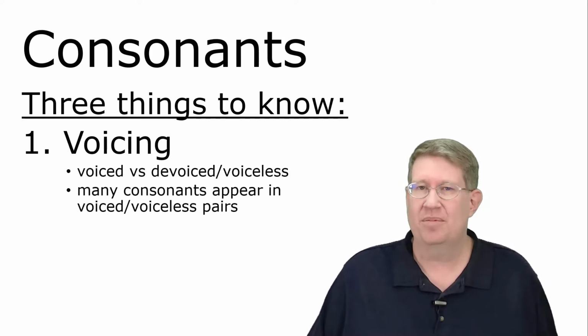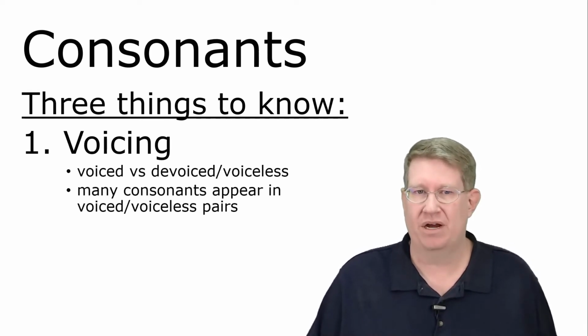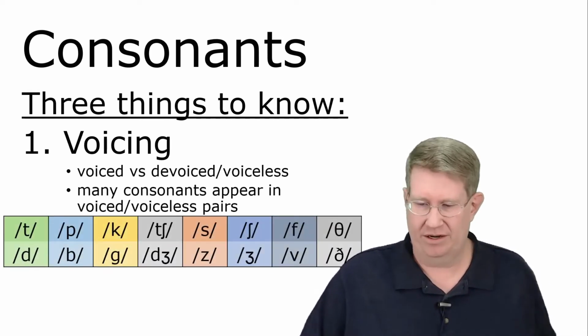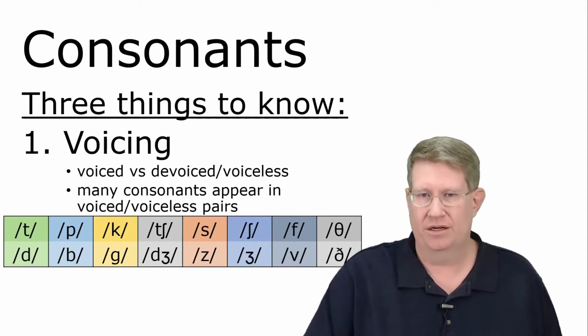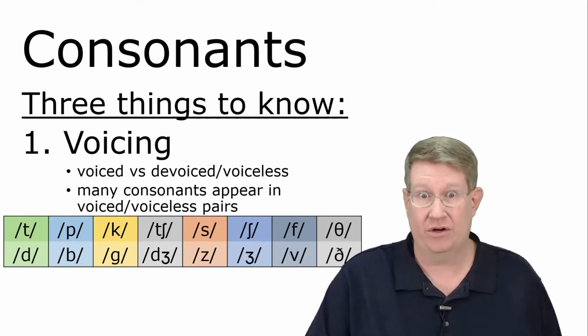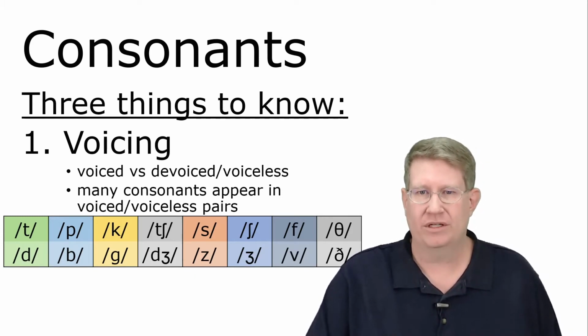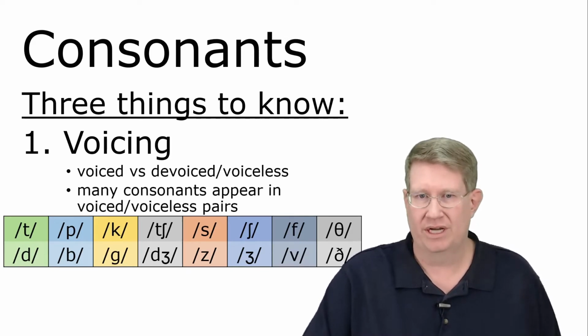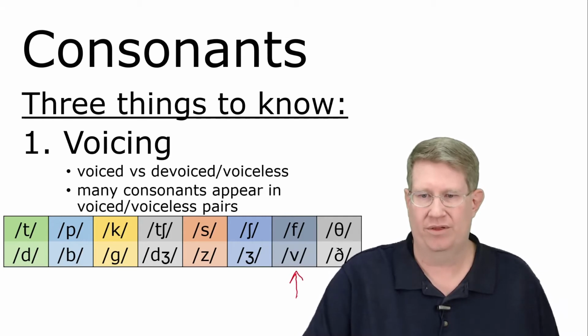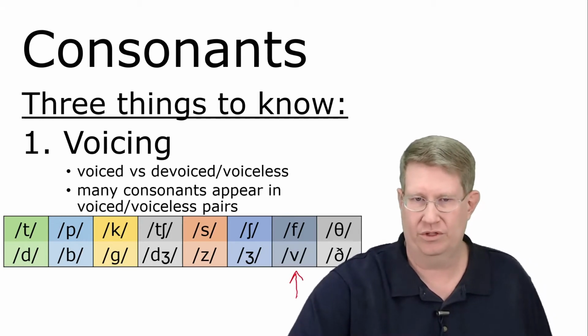Many consonants appear in voiced and voiceless pairs. So let's take a look at this little table here. The top row, these sounds, these consonants, are all voiceless. The bottom row, those are all voiced. A good way to explain it is with this pair. So I'm going to use those two.